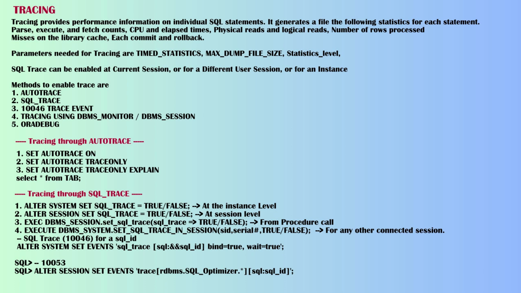statistics. The SQL trace facility provides performance information on individual SQL statements. It generates the following statistics for each statement: parse, execute, and fetch counts, CPU and elapsed times, physical reads and logical reads, number of rows processed, misses on the library cache, username under which each parse occurred, each commit and rollback. Before enabling the SQL trace facility, the following parameters should be set appropriately.